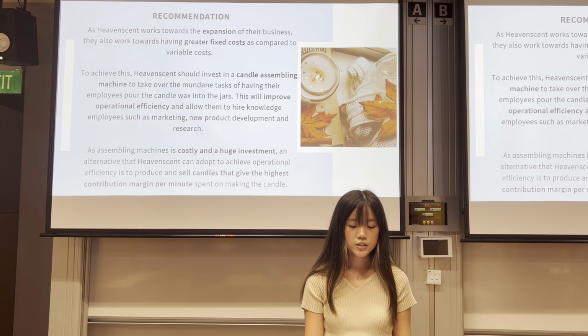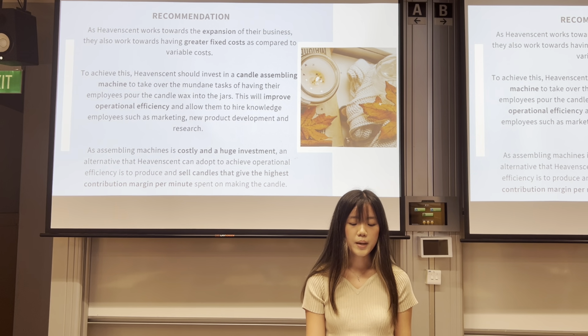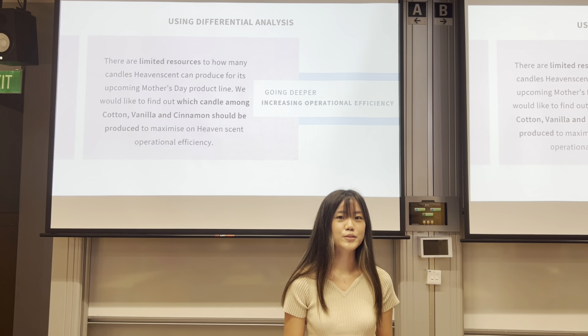Another recommendation for Heavenscent is that as they work towards the expansion of their business, they should also work towards having greater fixed costs. They can do this by investing in a candle assembling machine to take over a mundane task. This will also improve operational efficiency as they are able to hire more knowledge workers such as in marketing, new product development, and research. As we understand that assembling machines might be costly and a huge investment, another alternative that Heavenscent can adopt is to use differential analysis. Now I'll pass my time to Alex.